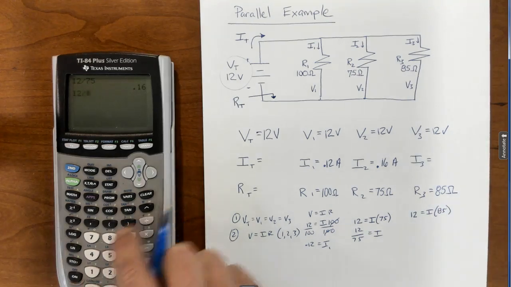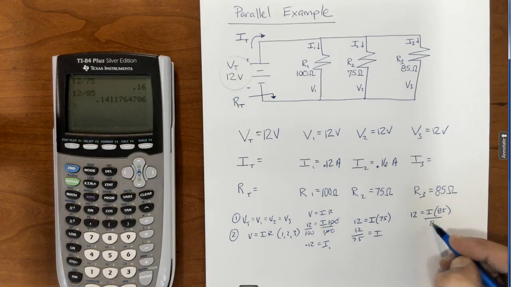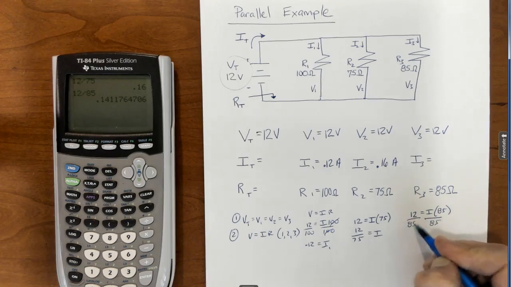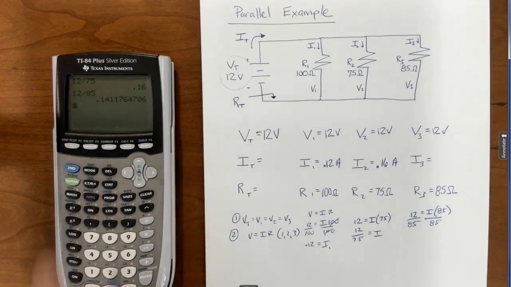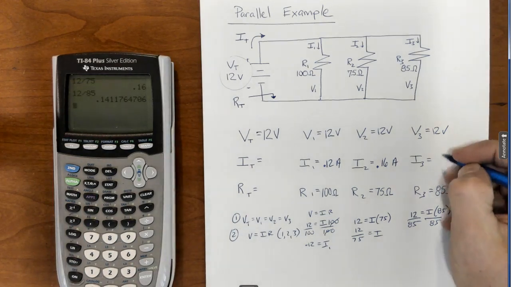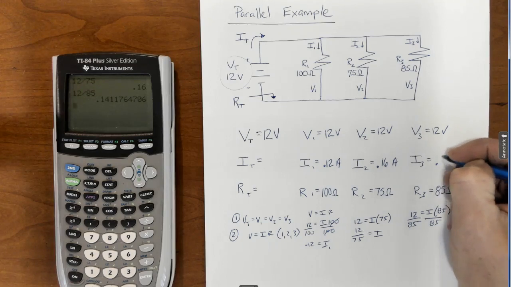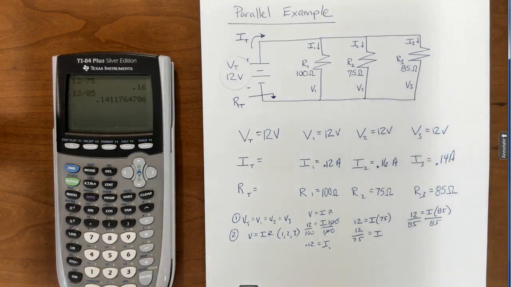And lastly, 12 volts is equal to the current times the resistance. So I need 12 divided by 85, right? We would divide both sides by 85. And I will round this. It'll be accurate enough for now. I'm going to go ahead and round it to 2 decimal places. So we're going to call that 0.14 amps. That is a rounded value though.